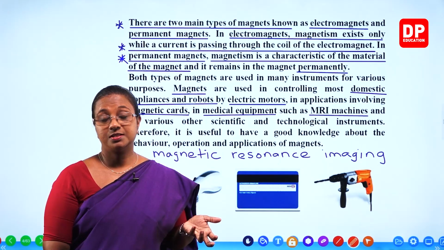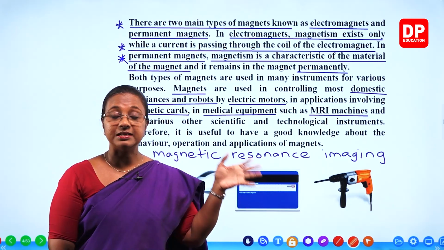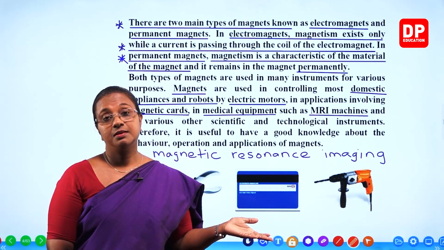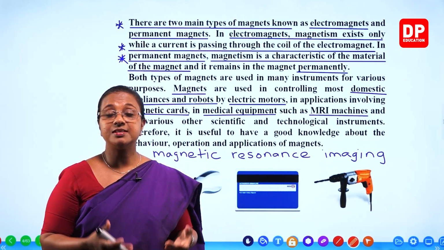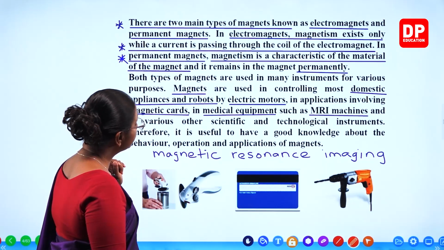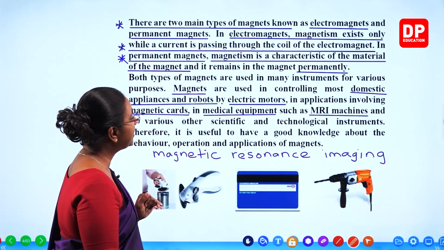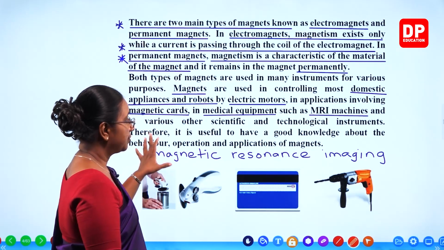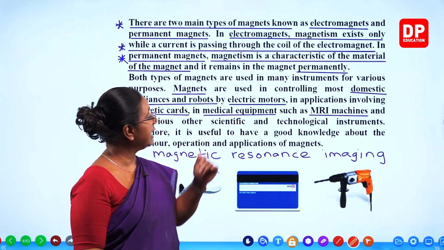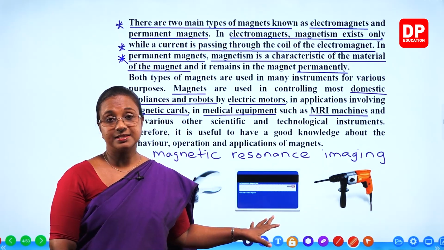Is that okay, students? So, here, two types of magnets, the permanent magnets and the electromagnets. They are used in various machines, devices and for various purposes. Therefore, it is useful to have a good knowledge about the behavior, operation and applications of magnets. Because they are very useful to us in our day-to-day life as well as in many other fields, we need to know about magnetism.